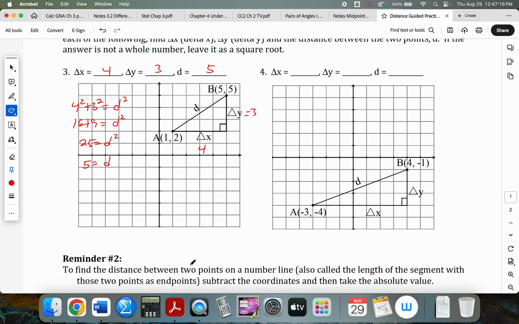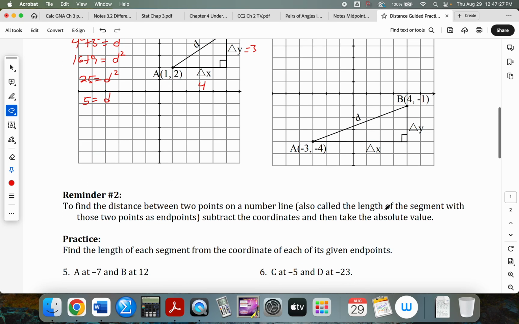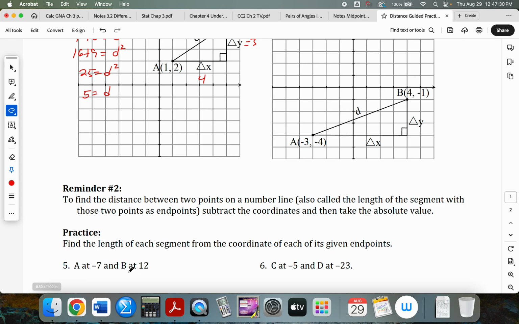Now, remember that in order to find the distance between 2 points on a number line, we just subtracted the 2 coordinates, right? So, like for this, if we're trying to find the length of AB here, it's just 12 minus negative 7, which is 19. And if we're trying to find the length of CD, it helps if you start with the one that is further to the right. That's going to be negative 5 minus negative 23, and that's 18.